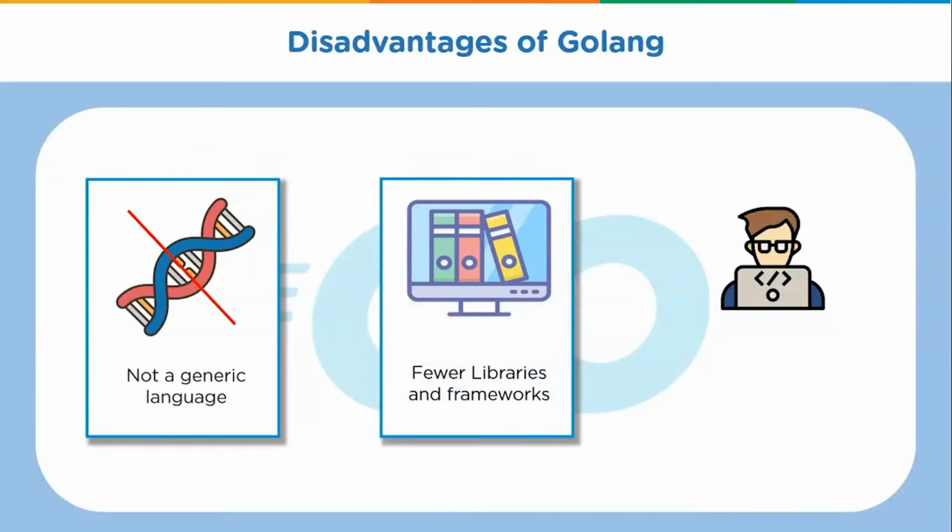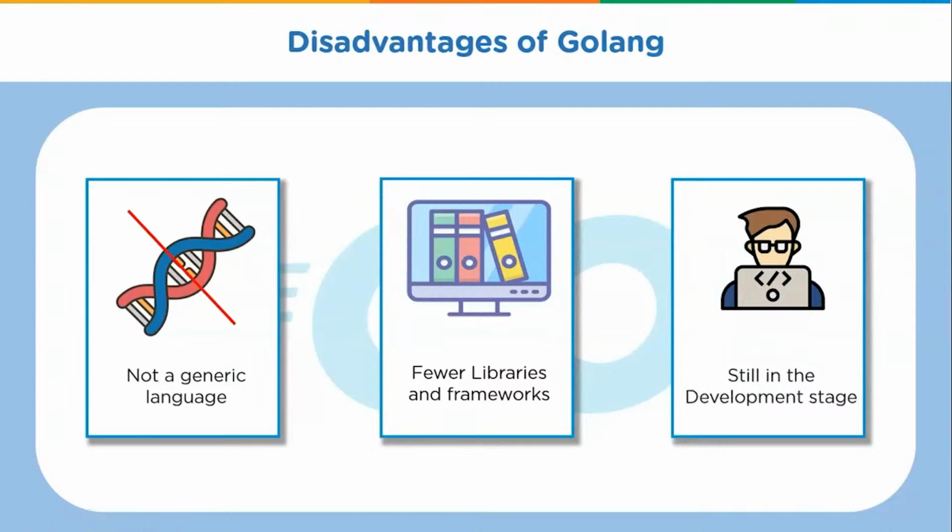Next is fewer libraries and frameworks. There are no major frameworks for Golang developers. Other languages such as Ruby has Ruby on Rails, Python has Django, and PHP has Laravel. The next drawback is it is still in the development stage. Being in the development stage, Golang developers are finding it hard to make out of its libraries. In case of doubt, there isn't much assistance through the Go community or online support. We have looked upon the drawbacks of Go language.